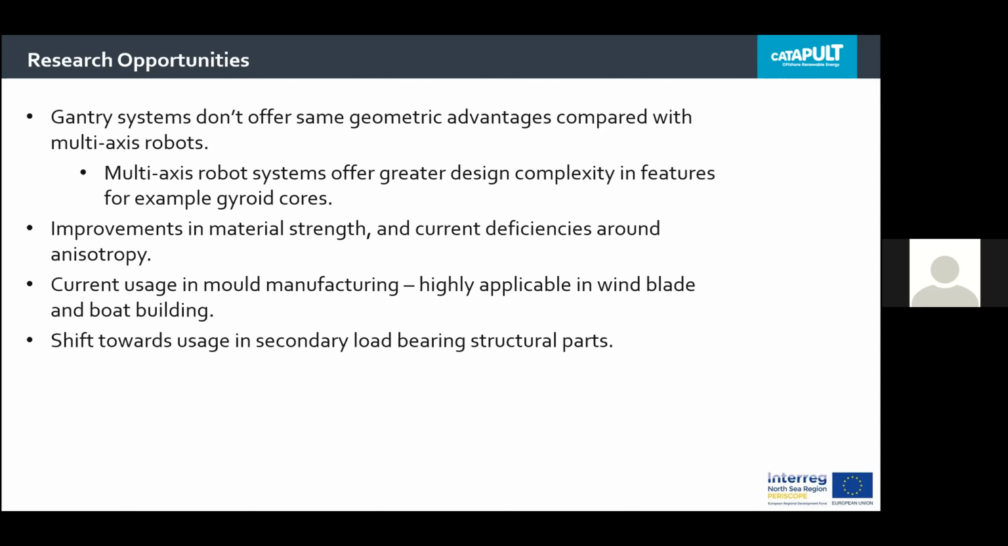Improvements in material strength is another key research opportunity around the current deficiencies around anisotropy, which I'm probably going to touch on in terms of the interlayer adhesion a little bit later as well. Current usage in mold manufacturing, I think that's something I touched on just a couple of slides ago. It's still highly applicable in Windblade, and likewise for marine vessels, among other industries.